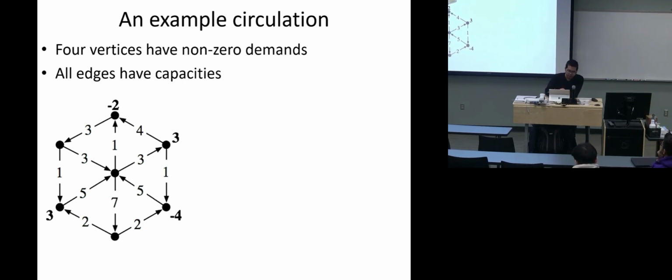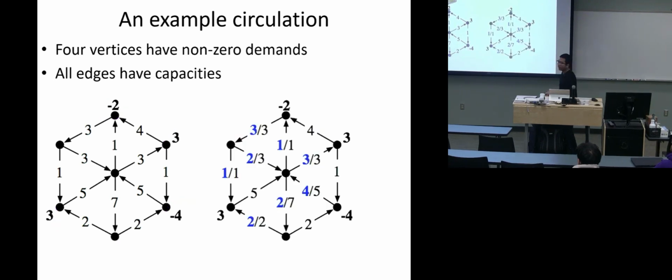So this is an example where you have 4 nodes with non-zero demand. Other nodes still have 0 demand, and I have edge capacities. This is just an example of how to define the flow, an example of a circulation. For this node, it has a net inflow of 3. For this node, it has a net outflow of 2. So the minus guy wants to send some flow out of it. The positive guy wants to receive some flow.